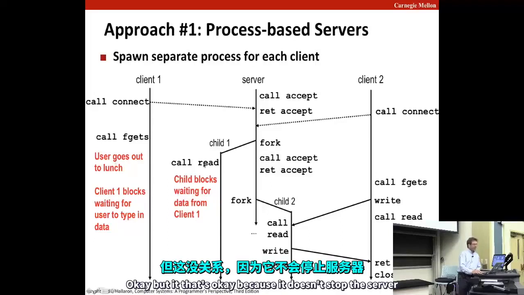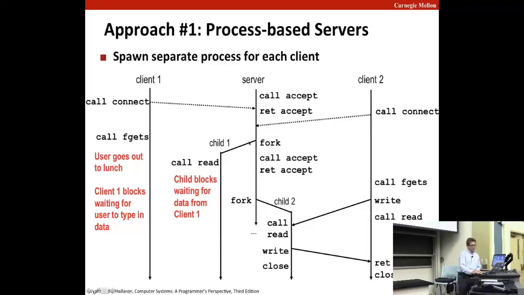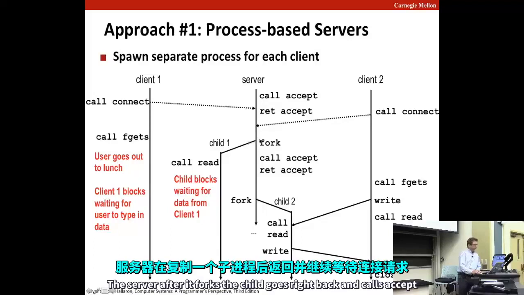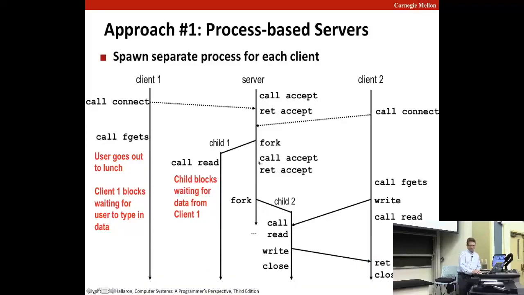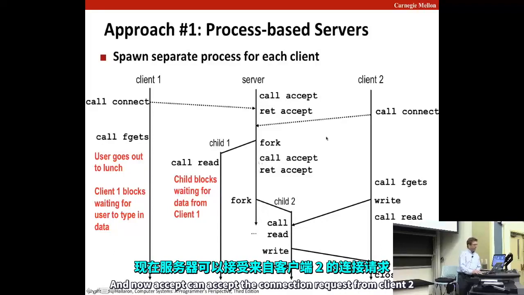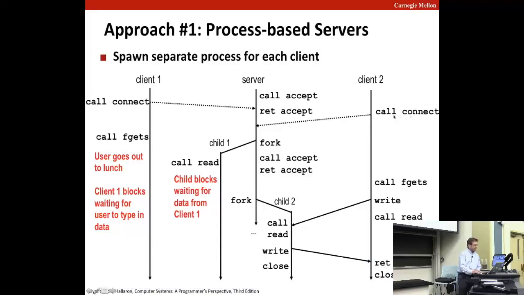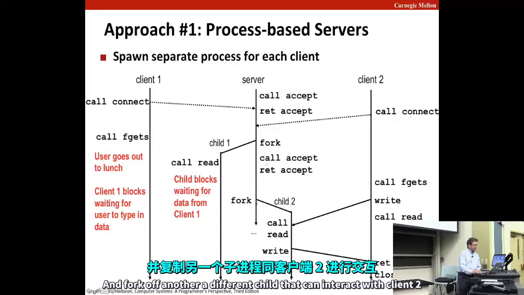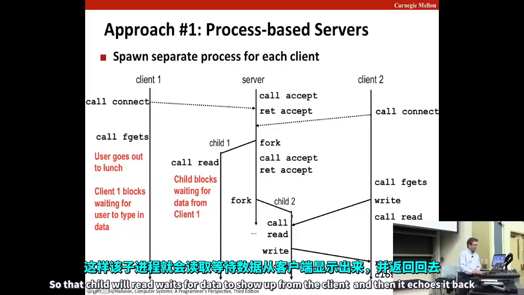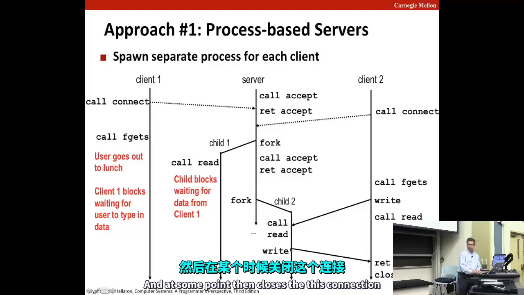Okay, but that's okay because it doesn't stop the server. The server, after it forks a child, goes right back and calls accept. And now accept can accept the connection request from client 2 and fork off a different child that can interact with client 2. So that child will read, wait for data to show up from the client, and then echo it back, and at some point close this connection.